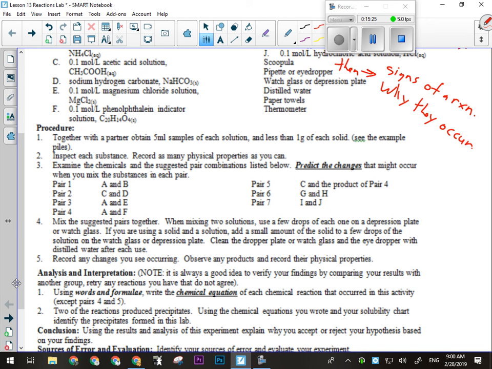Pair 5 is going to use the product of pair 4. So you're going to keep everything from pair 4 and go back to the table and get acetic acid. Then you're going to add the acetic acid to the solution you made and see if anything else happens. Ideally, it should change back, because you have a basic solution and you're going to add an acid and try to change it back. So that's what we're looking for there.